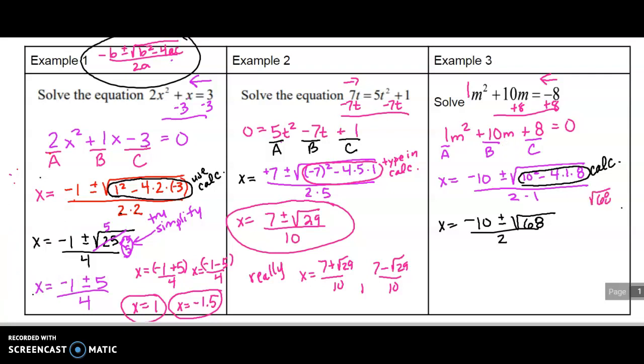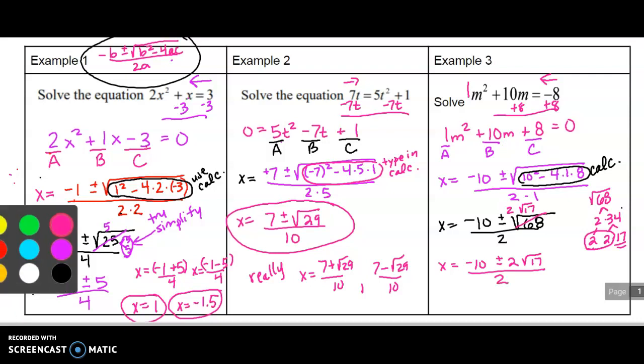So root 68, I'll do it on the side. Well, I know 2 divides by 34. And then that divides by 2 again, 2 times 17, and that's all I can do. So here's a 2. So remember that comes out, and then the 17 stays in. So we get x equals negative 10 plus or minus 2 root 17 all over 2.